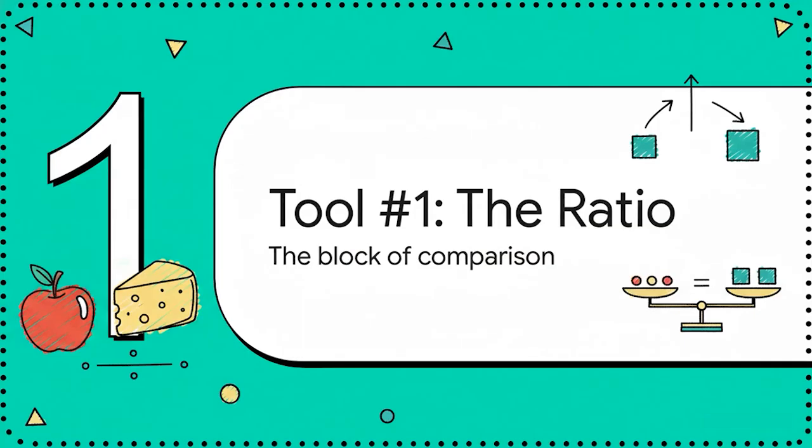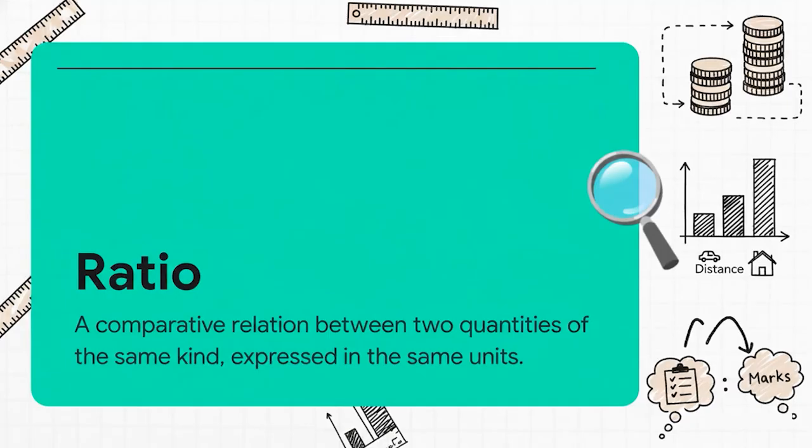All right, first up, let's grab tool number 1, the ratio. This is the bedrock, the absolute foundation of everything we're going to talk about today. It's the simplest, most direct way you can compare any two things. Okay, the official definition here might sound a little textbooky, but don't let it throw you. All it's really saying is that we're comparing two things of the same kind, using the same units. So we're comparing apples to apples, not apples to oranges.